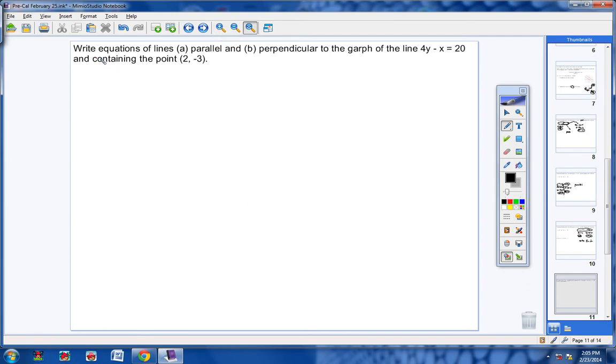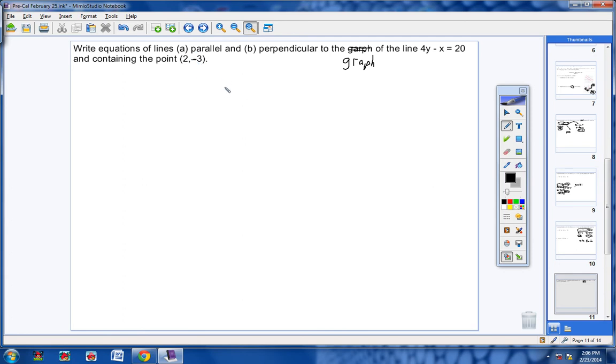Now, look what the directions say. Write equations of lines that are A, parallel, and B, perpendicular to the graph of the line 4y minus x equals 20, and containing the point (2, -3). Now, just listen. Let me teach you how to do this. It's not that hard, okay?